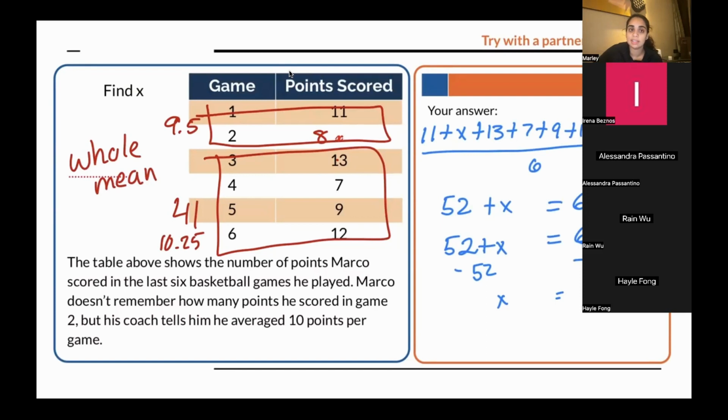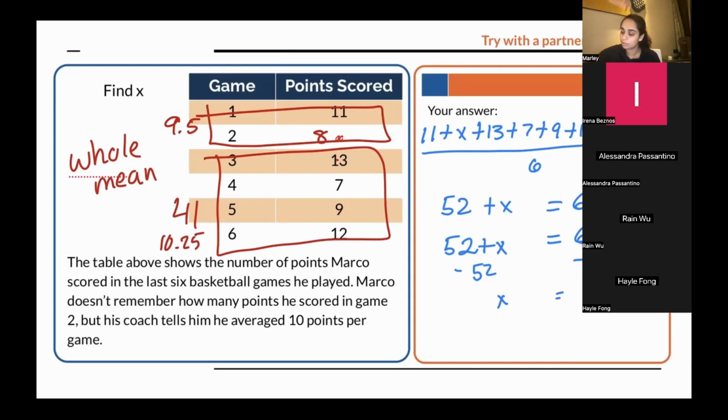It's only 10 if you multiply 9.5 times 2, which gives you 19. And then you do 10.25 times 4, which gives you 41. Then 41 plus 19 gives you 60. And then when you divide by 6 total games, you get the average of 10. I think that should help explain why. Just different numbers of data sets.